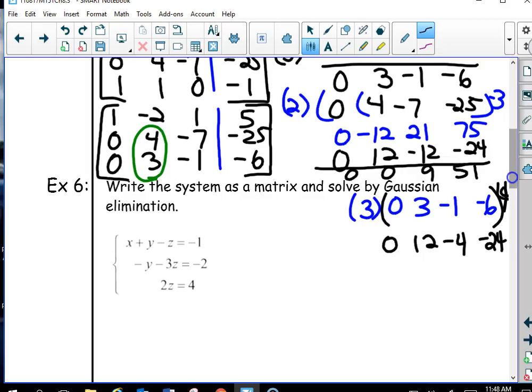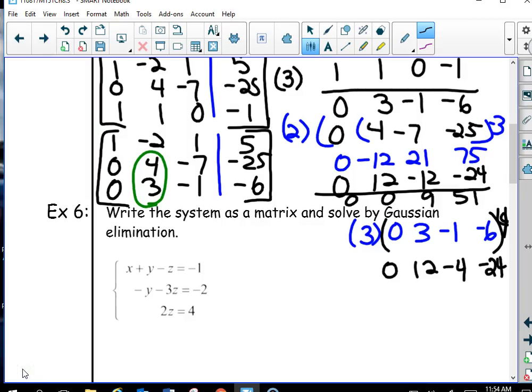And I have an error. Let me stop the video and figure out where that is. Okay, I found my error. It's a simple, stupid copy error. 0, 12, I don't know why I wrote that negative 4 as negative 12. And 21 minus 4 is 17, which will go into 51 evenly.